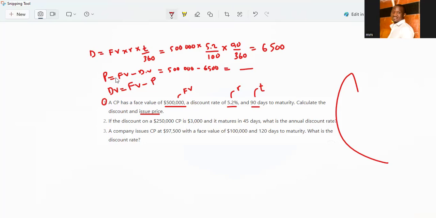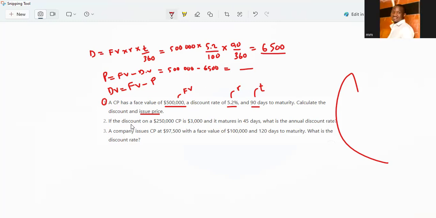So the issue price is usually less than the face value. So the face value is 500,000 minus the discount value we calculated here, 500,000 minus 6,500. The answer that we're going to get is called our issue price. Is that clear? Yes, it is. Thank you.